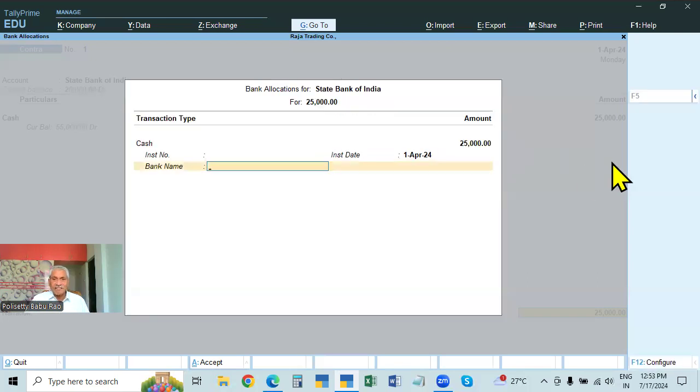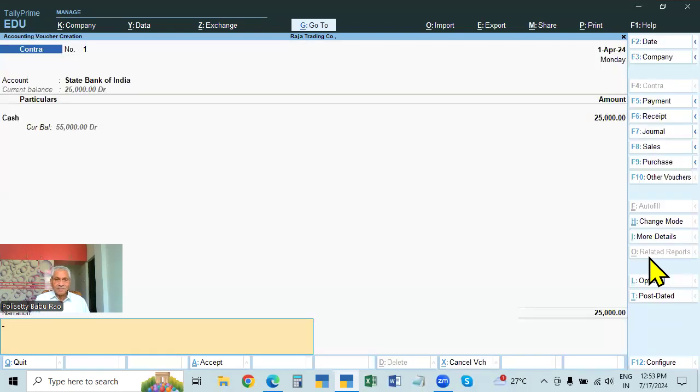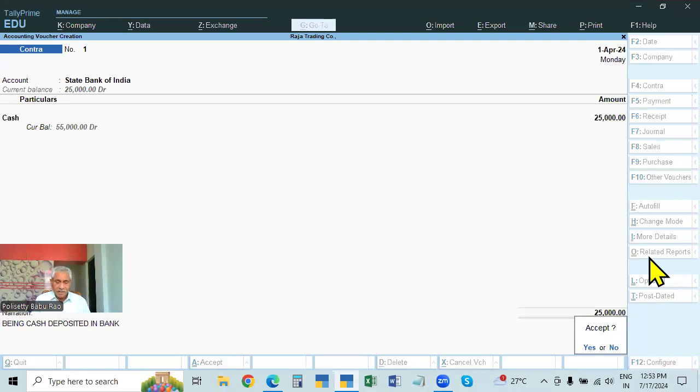And here the bank name is not required, our bank only. And being cash deposited in bank. Being SBI bank not necessary, deposited in bank. So the amount is deposited. Okay, so it is accepted now.